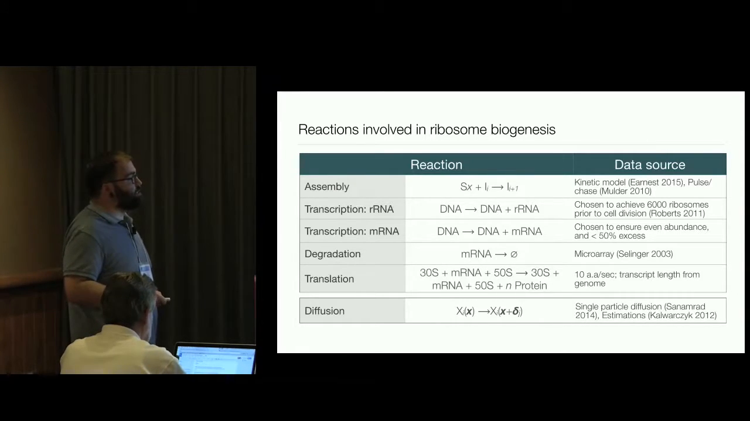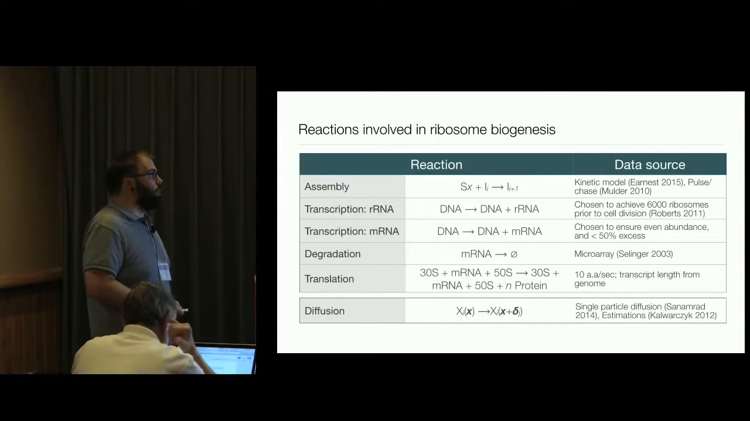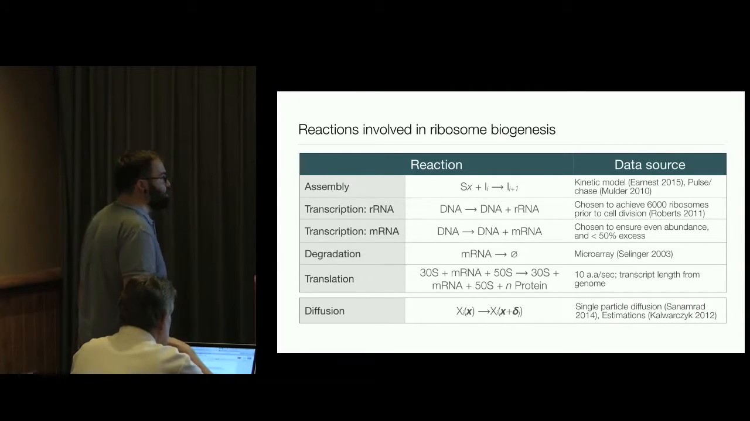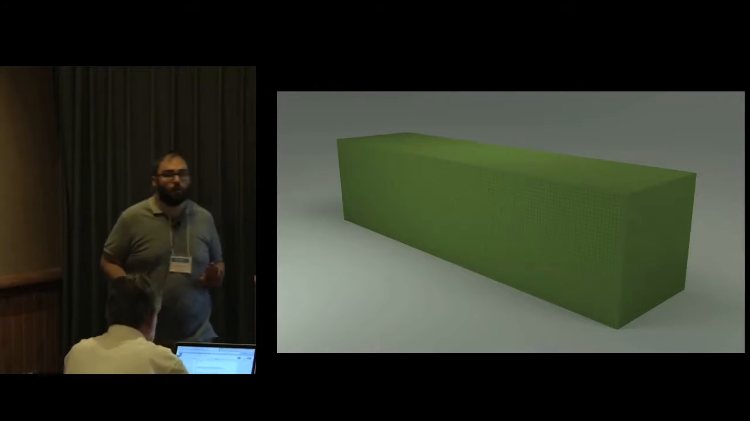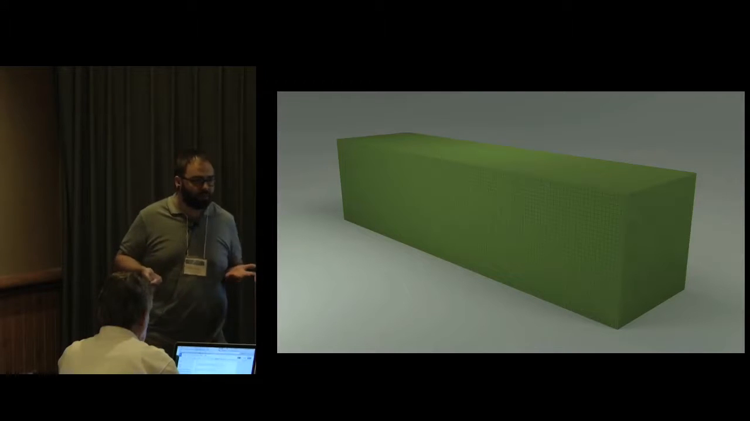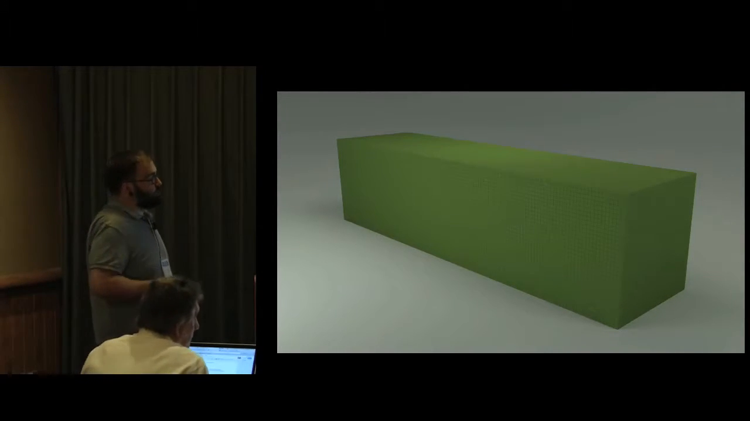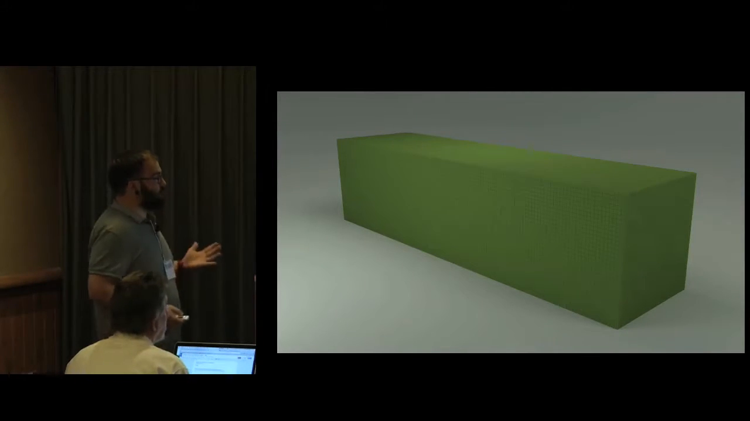Finally, diffusion constants are either estimated based on the radius of gyration, or they come from single-particle diffusion experiments of either the ribosome or the ribosomal subunits. I'm going to walk you through a simple little movie here, which shows the basic layout of one of these simulations. It's a lattice, and you can see that the simulation volume is essentially a box.